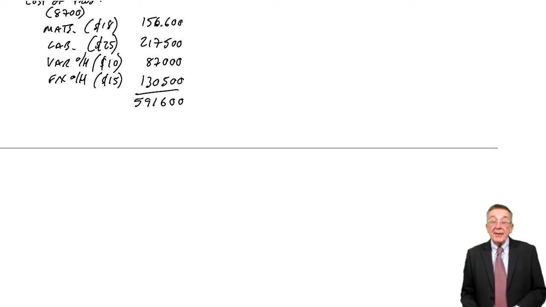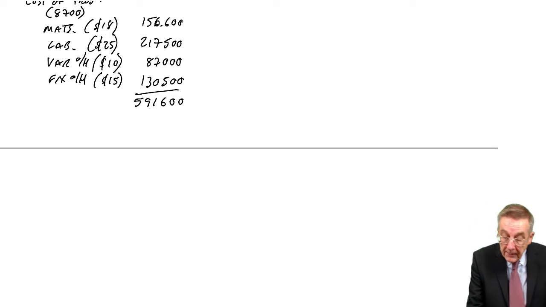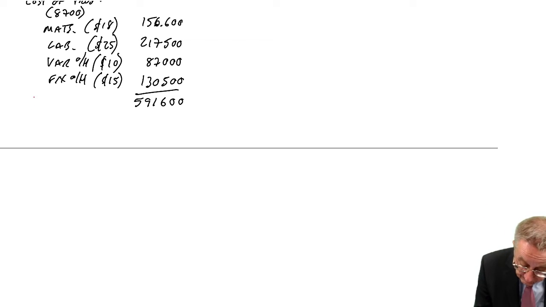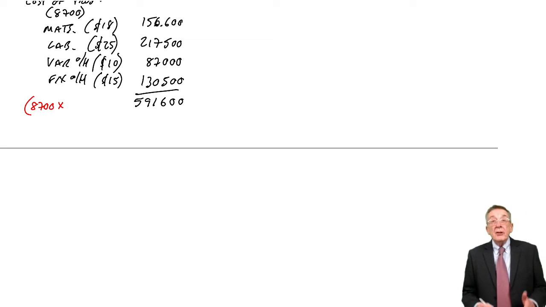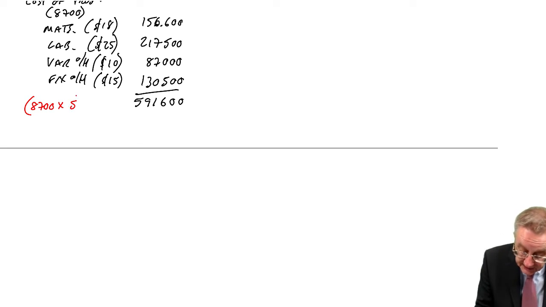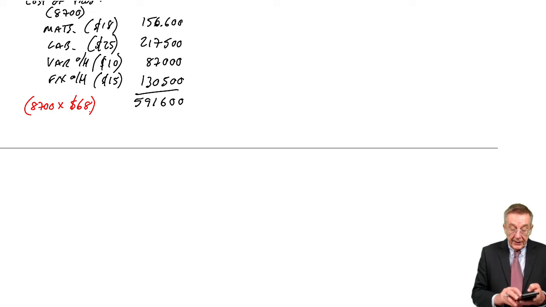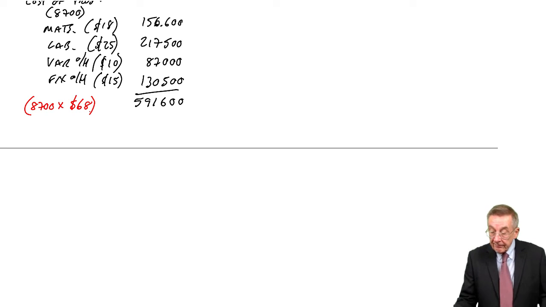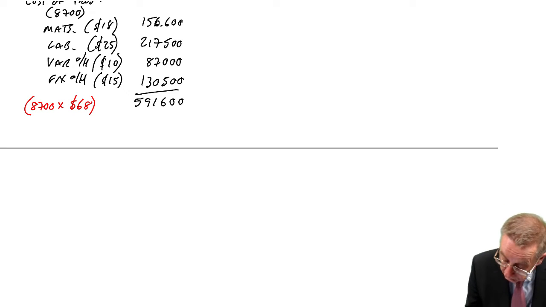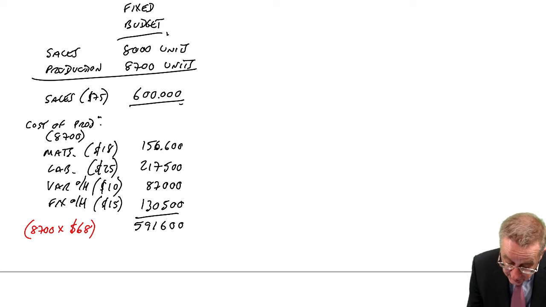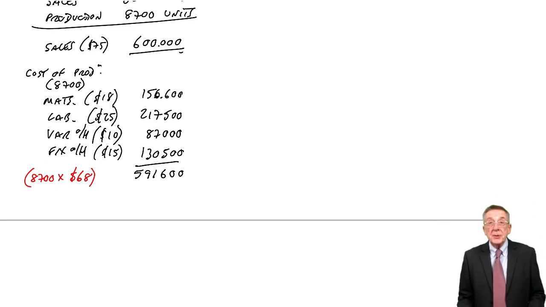And of course I could actually have written that straight down because the production is 8,700 units. The cost per unit should be $68. 8,700 at 68, 591,600. However, that's the cost of the 8,700 produced.